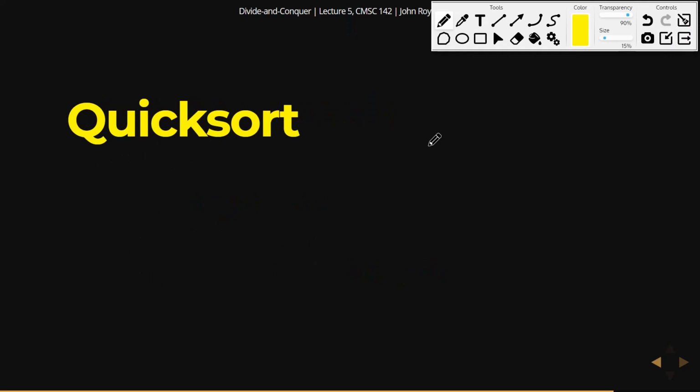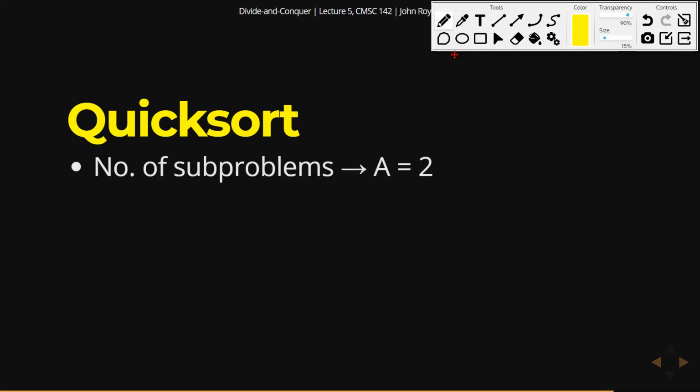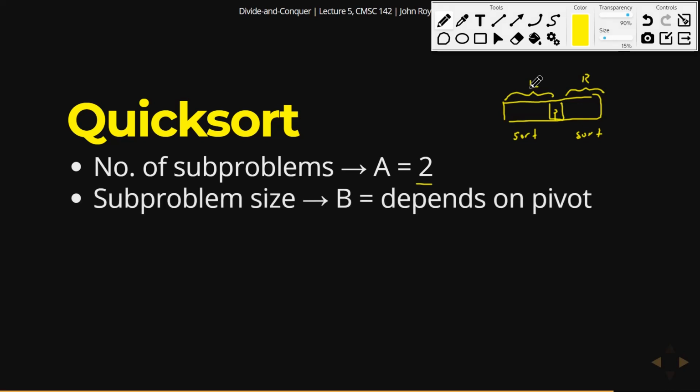Now for quick sort, how about for quick sort? So the number of subproblems, A, would still be equal to 2, because after we do the partition around the pivot, we have the ones to the left and the ones to the right, but we still need to sort both the left and the right. So we're still solving two subproblems, right? The subproblem size, however, is a little bit more difficult to describe.